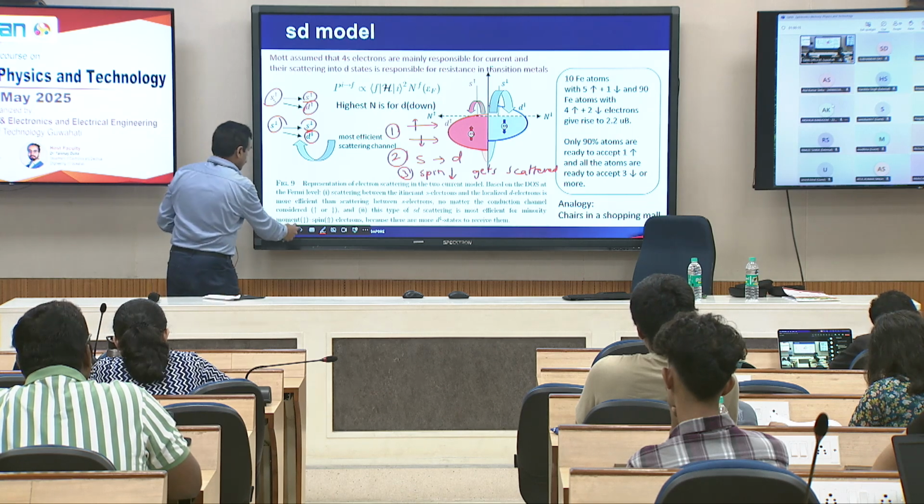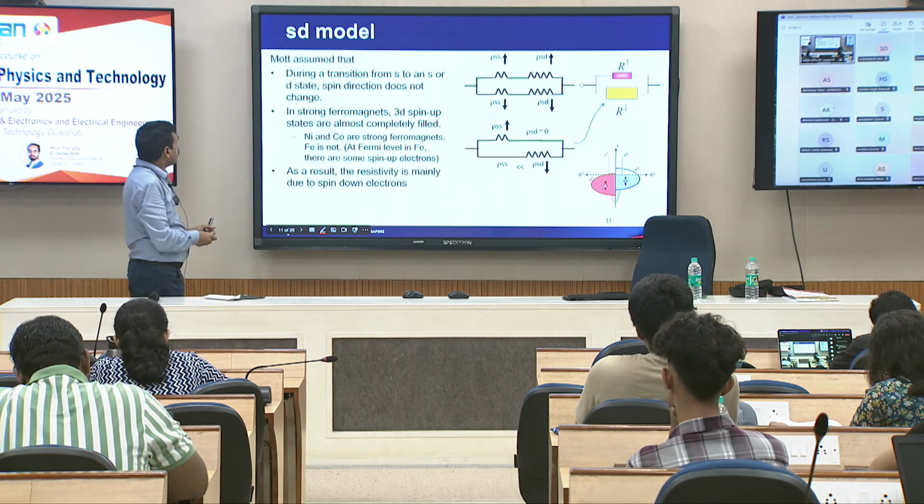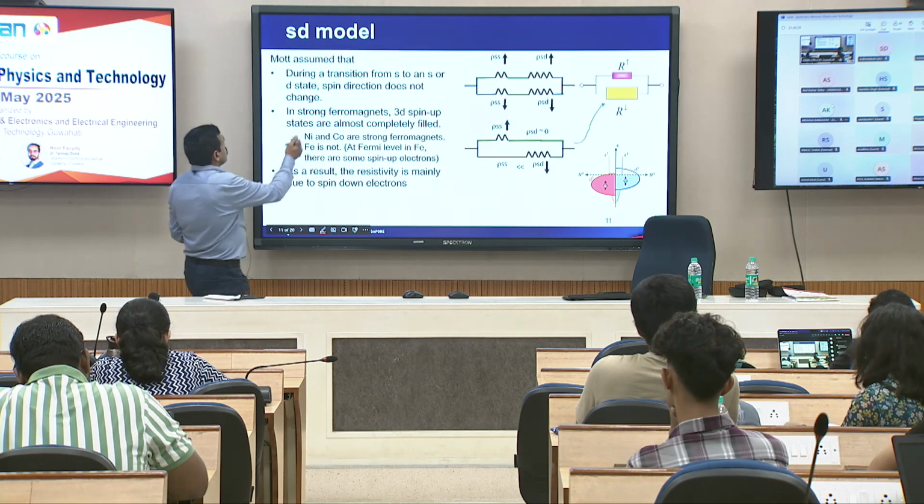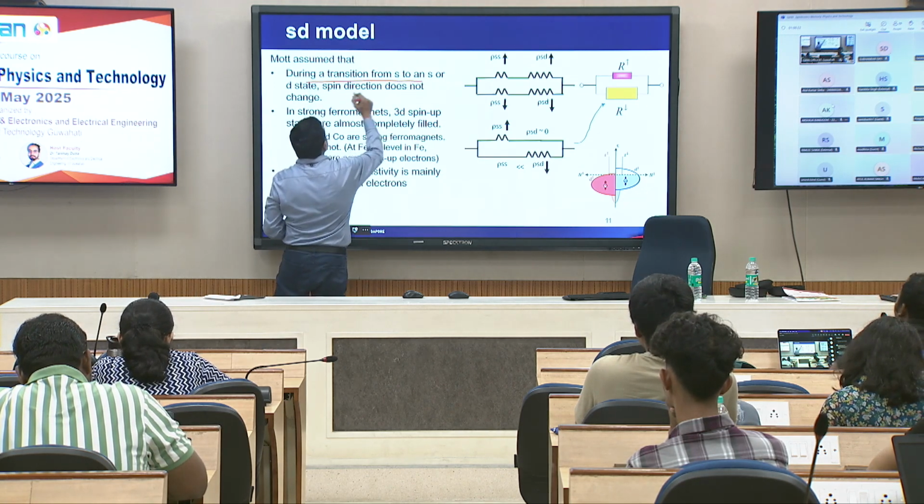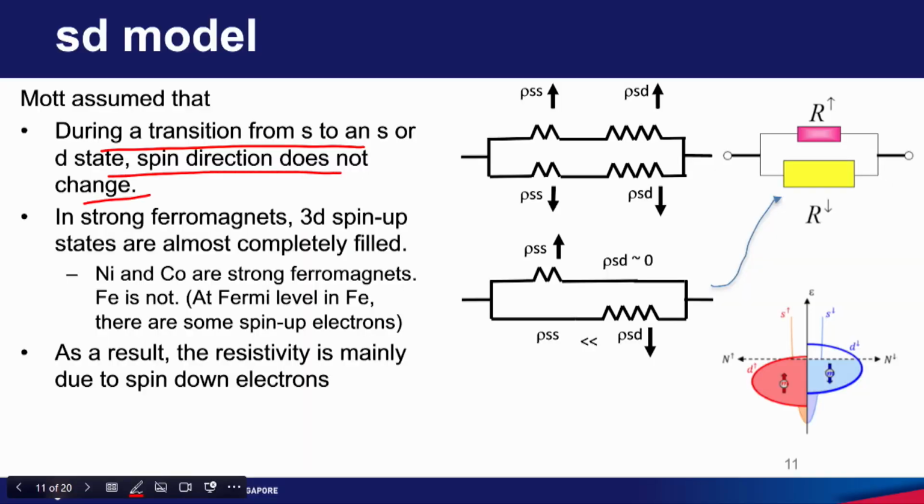Okay, so with this, let us go to the next slide. This point I just said in the earlier slide. So, the spin direction does not change, and we just learned that 3d spin up is almost filled. So, there is a very low probability that a spin up electron will get scattered, mostly spin down electrons get scattered. So, we can draw an equivalent resistance diagram.